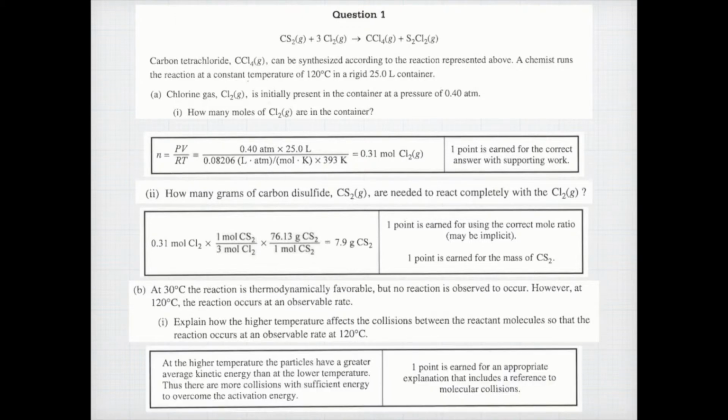So remember, the higher the temperature, the greater the average kinetic energy. Okay? And the higher the average kinetic energy, the more collisions are going to occur. And not only that, but the more collisions with sufficient energy, with enough energy in order to overcome the activation energy. So not only do you have more collisions, but you have more collisions that have enough energy to overcome the activation energy for that reaction to occur.